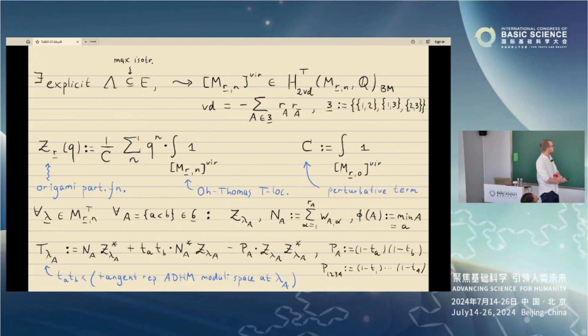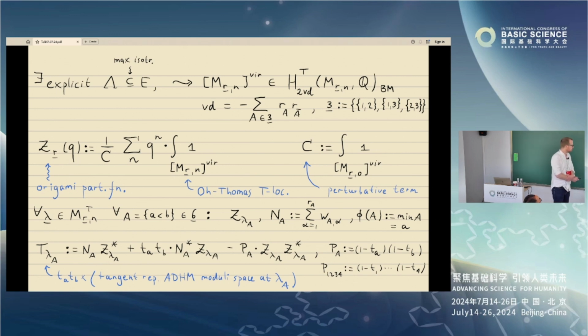And the advantage of having this global isotropic zero locus model is that you can construct explicit maximal isotropic subbundles, which will give you orientations. So therefore by Oh and Thomas we get a virtual class in equivariant homology. And the virtual dimension is given by an interesting formula. It's minus the sum over A in 3 bar, where 3 bar consists of 1, 2, and then R_A bar. And you should not be annoyed by the fact that it's a virtual dimension. So we're working here with equivariant Borel-Moore homology, so there are interesting classes in negative degree.